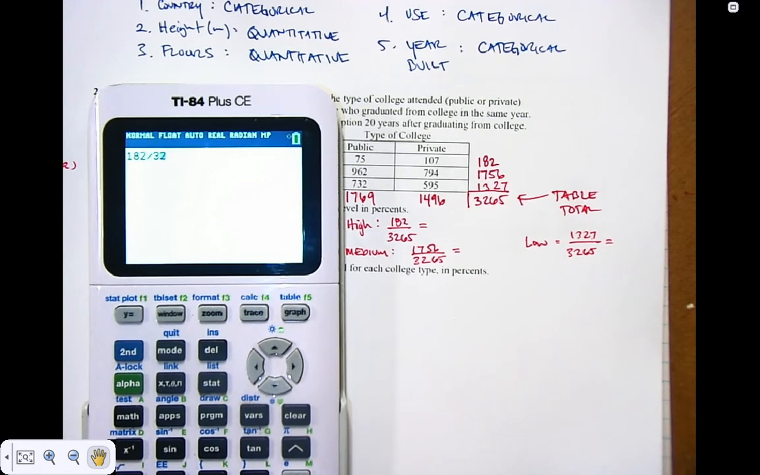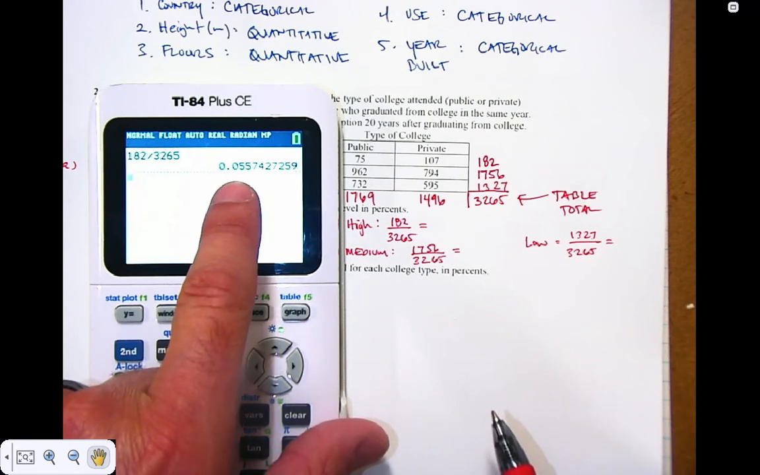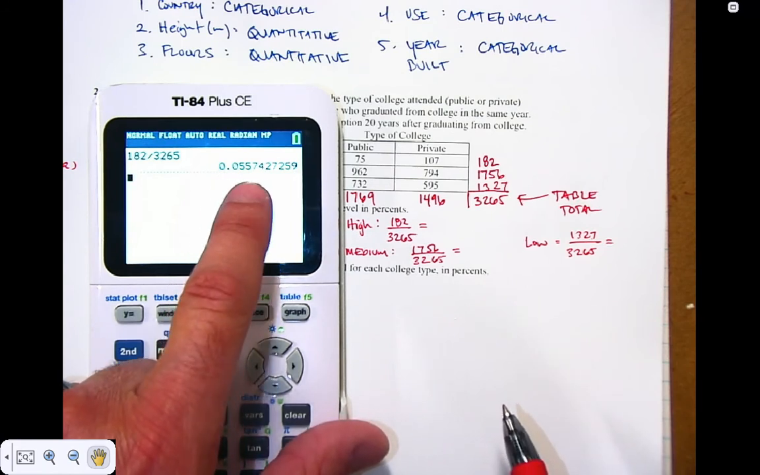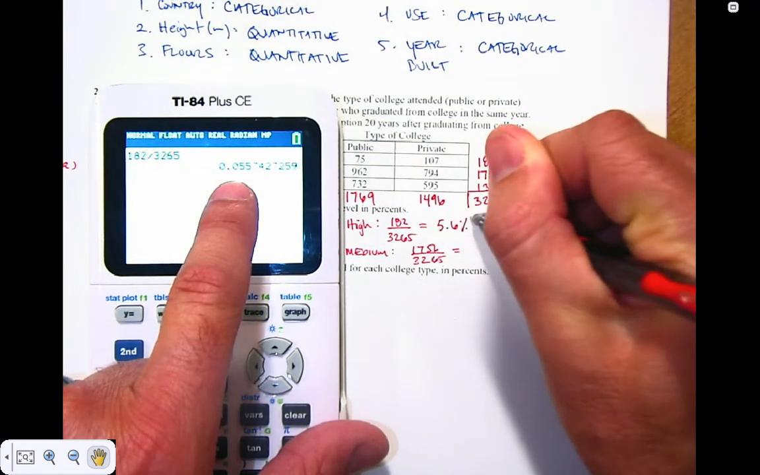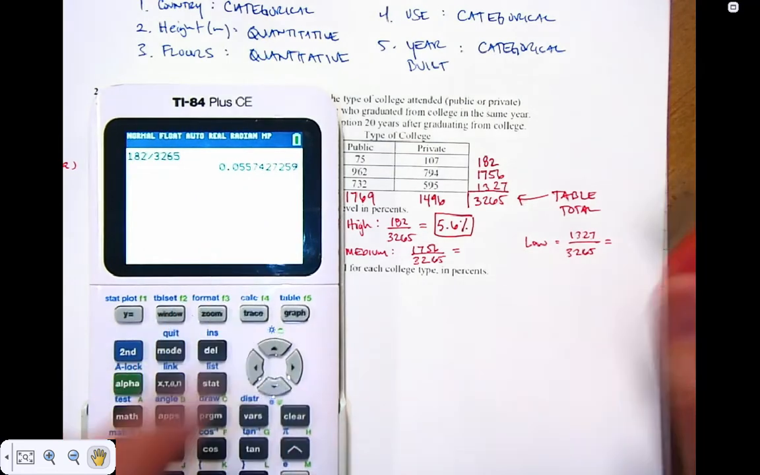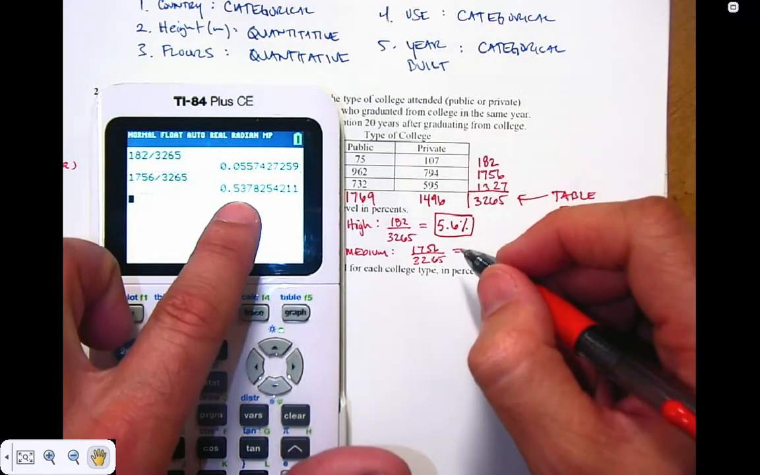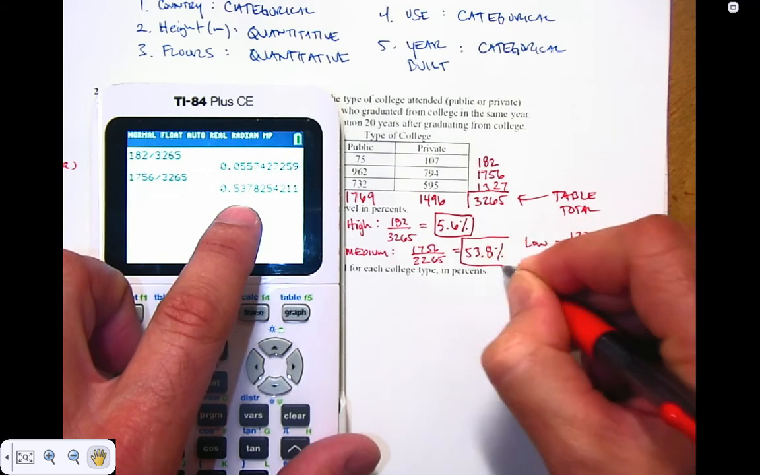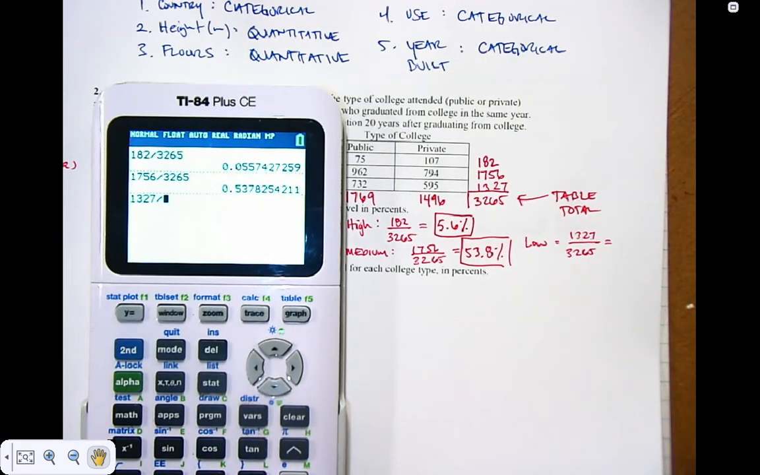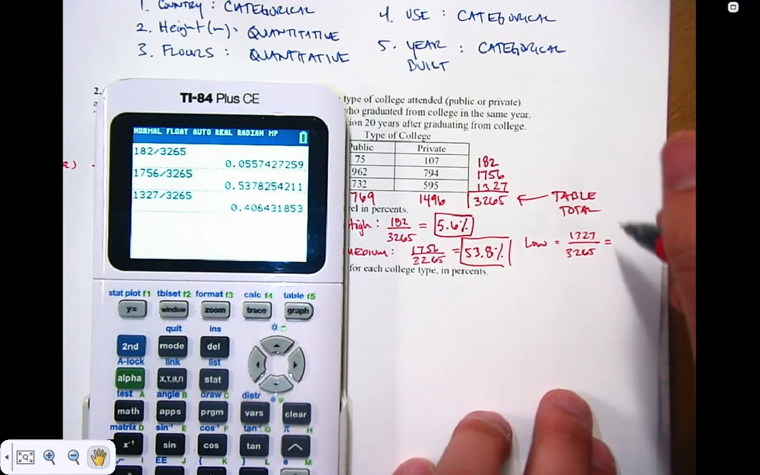So let's see what we got here. 182 divided by 3,265 gives us, remember, to find a percent, you need to move the decimal 2 spots. So I'm going to get 5.57. I'm going to round that to 5.6%. Then I'm going to do the same thing for medium. 1,756 divided by 3,265. I move it 2 spots and I get 53.8 because that rounds up. And this last one is 1327 divided by 3,265 for a total of 40.6%.